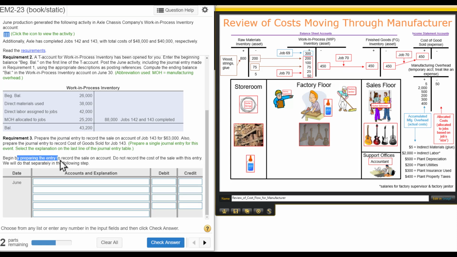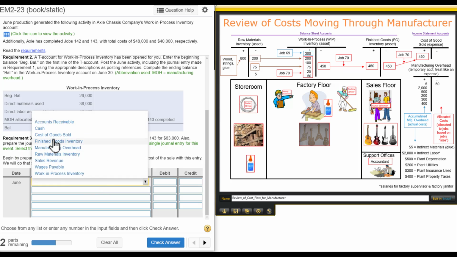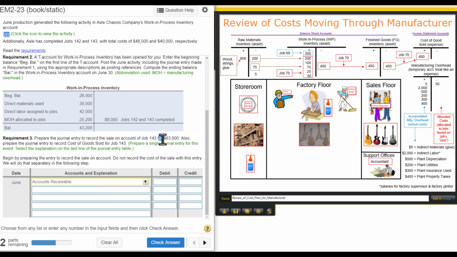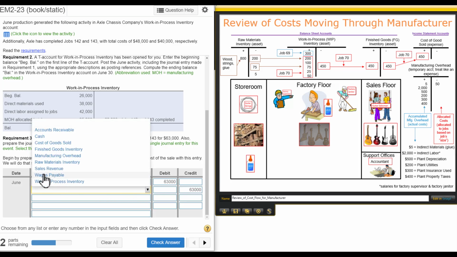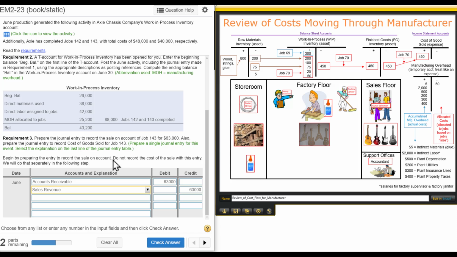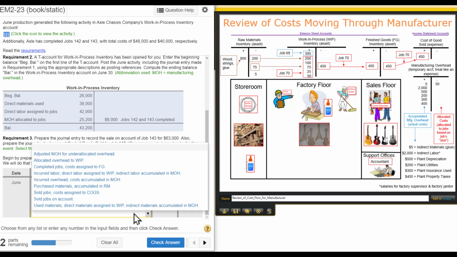So begin by preparing the entry to record the sale on account. So because the sale was on account, are we getting cash or are we getting AR? We're getting accounts receivable. How much? $63,000 worth. So copy and paste that. And whenever we make a sale of a product, we have to increase our sales revenue account. And now notice it says, do not record the cost of the sale with this entry. That'll be in the next step. So we need an explanation, sold jobs on account.